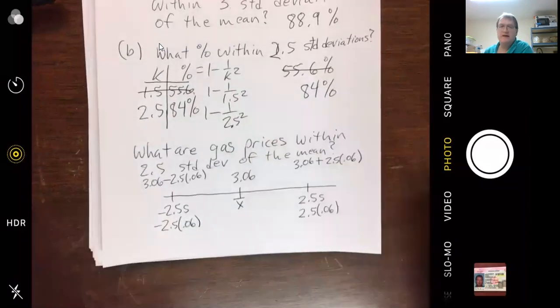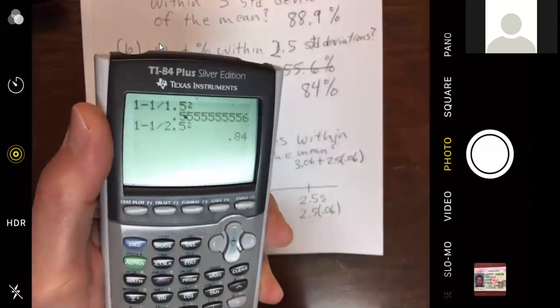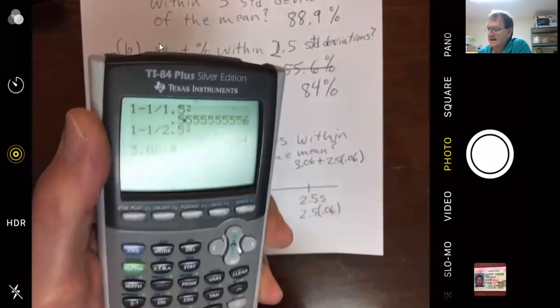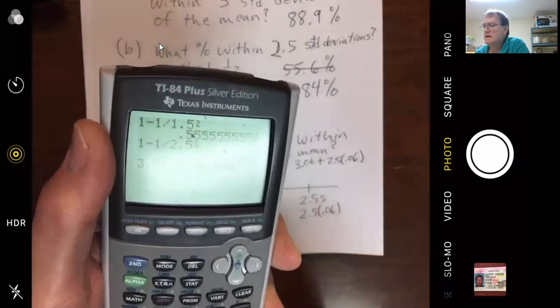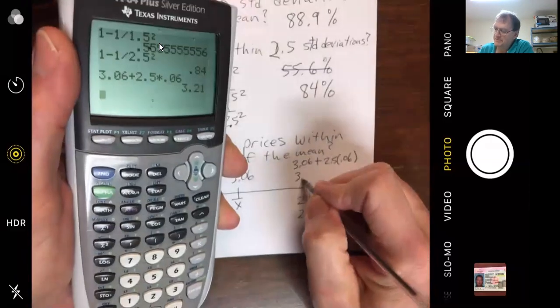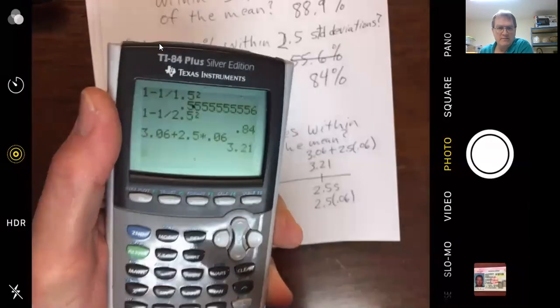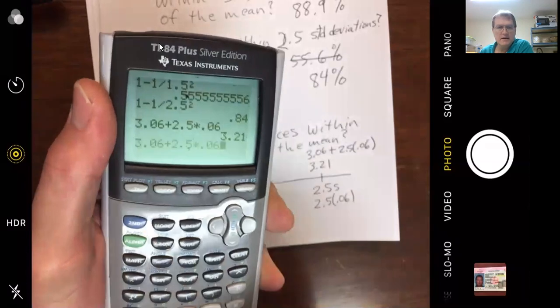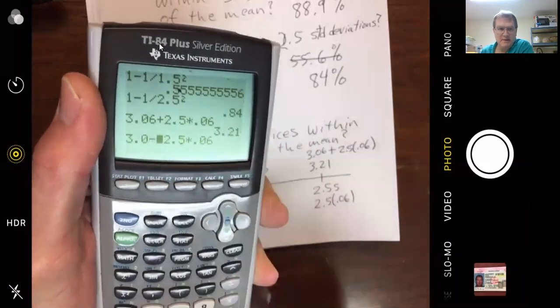You don't have to punch the whole thing again. You know that trick? Yes. 3.06 and add times 0.06. 3.21, and all I got to do is call it back, go over, put a minus over that plus.